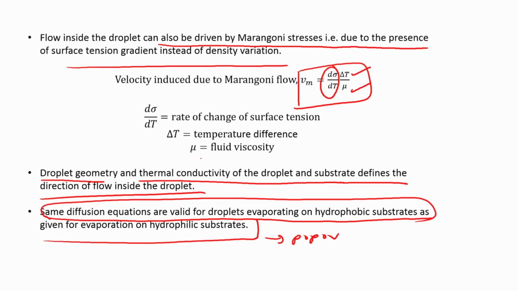We have also done measurements where the flow velocity inside hydrophobic droplets has also been measured, is of the same order, about 10 to 12 microns per second. And we have seen how the evaporation flux varies spatially along the length of the interface. So, these things are very important, and this is different from a spherical droplet analysis.